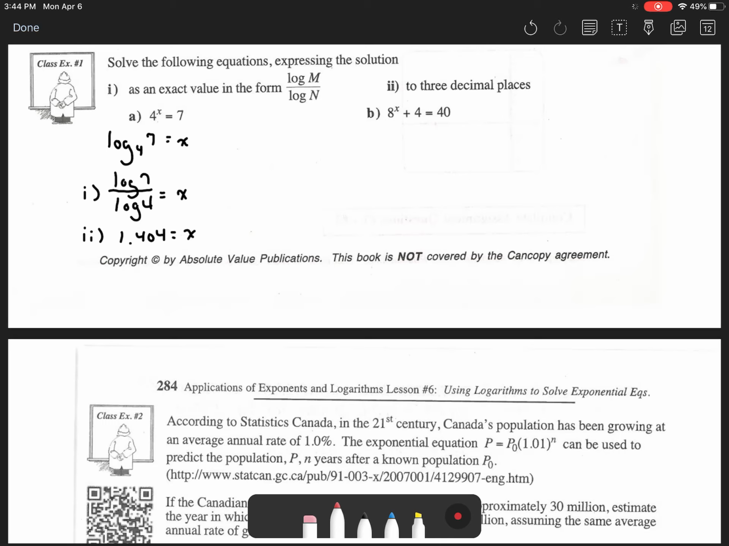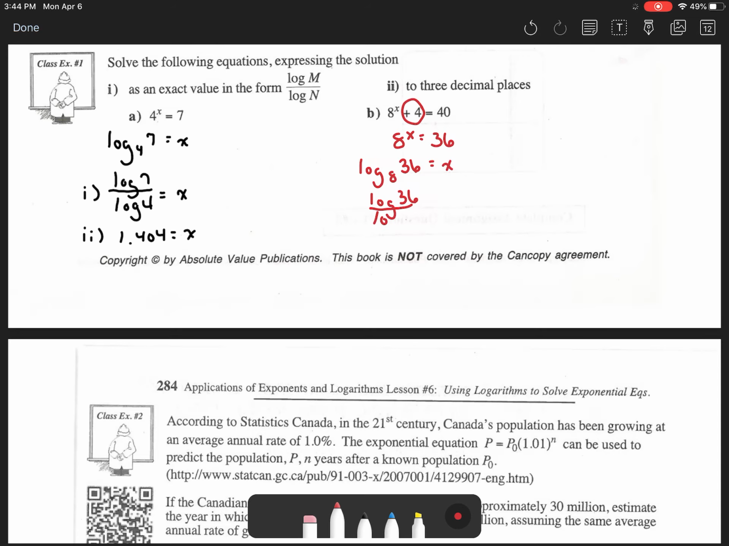Okay, let's try the next one. So I have 8 to the exponent of x plus 4 equals 40. First thing I'm going to do is take this 4 to the other side of the equation. So I'll have 8 to the exponent of x is equal to 36. Now I will convert to exponential form. So this will be log base 8 of 36 equals x.